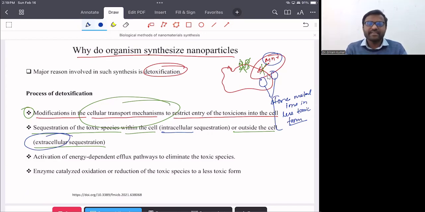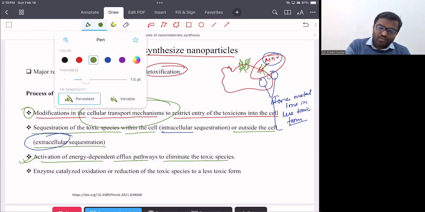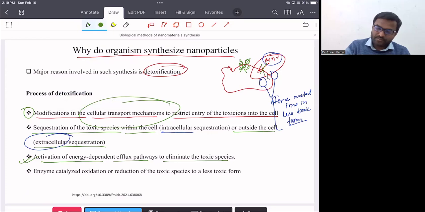And the second is about the storing of that toxic metal ion in a less toxic form, either within the cell or maybe outside of the cell. And the third important action by this biological system is the activation of energy dependent efflux pathways to eliminate the toxic species. So in this particular case, what happens if a metal ion enters here?